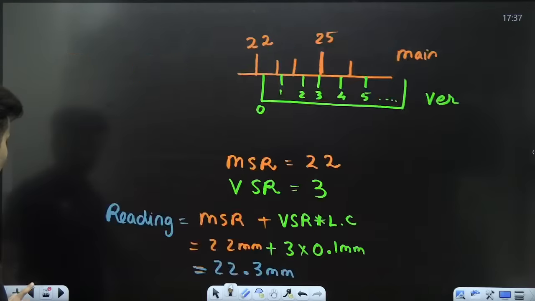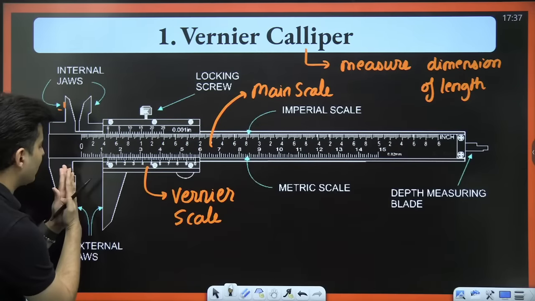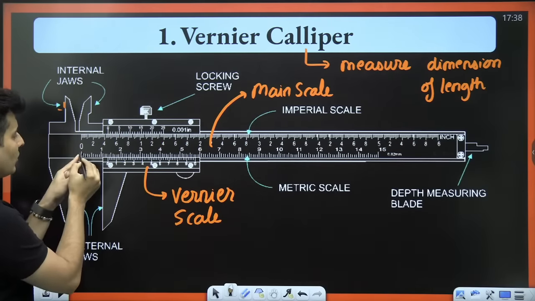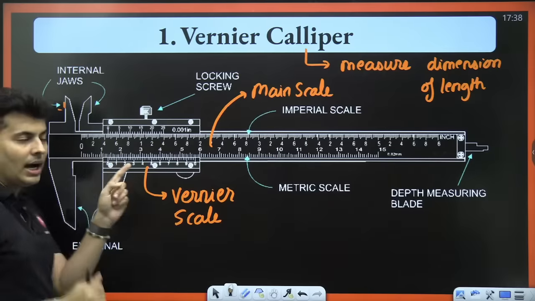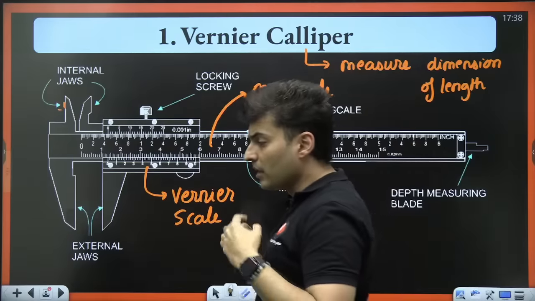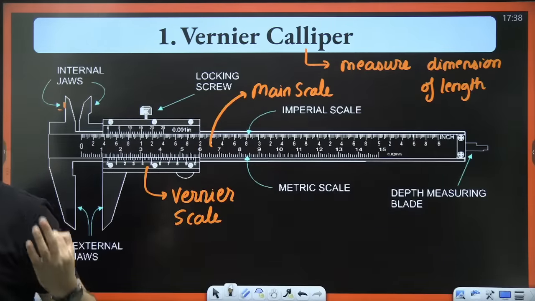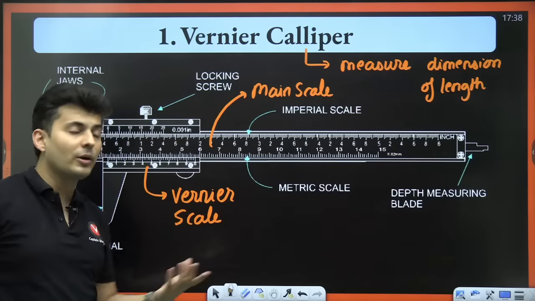Why does this zero error come? Maybe there is some fault in the instrument. When these clamps touch each other, ideally the zero should coincide with zero. Ideally, both the zeros should coincide in that vernier caliper. But maybe it doesn't. That's the reason why you have something called the zero error.